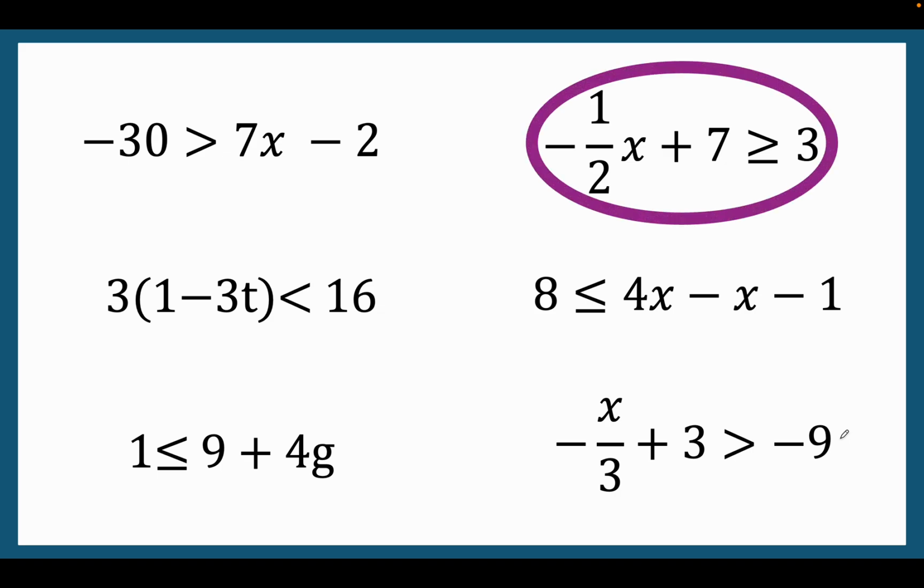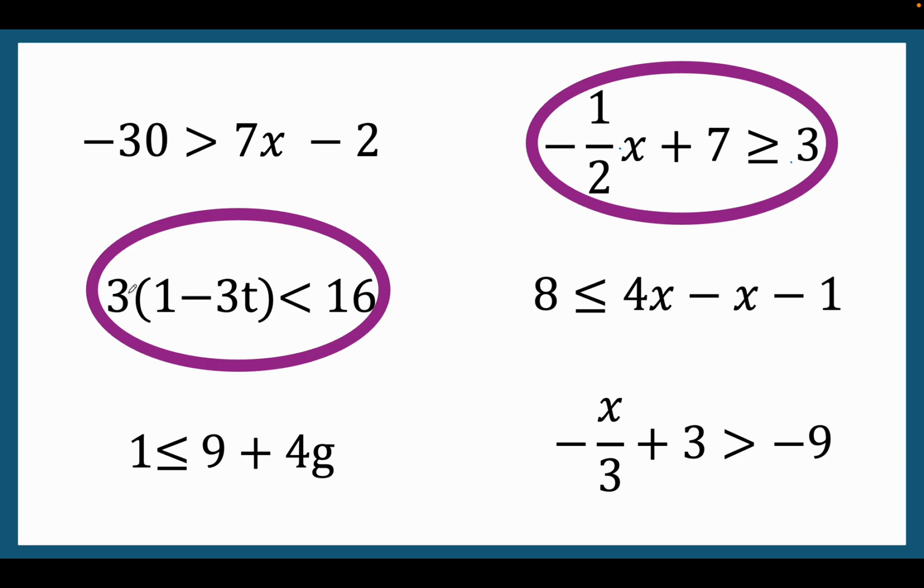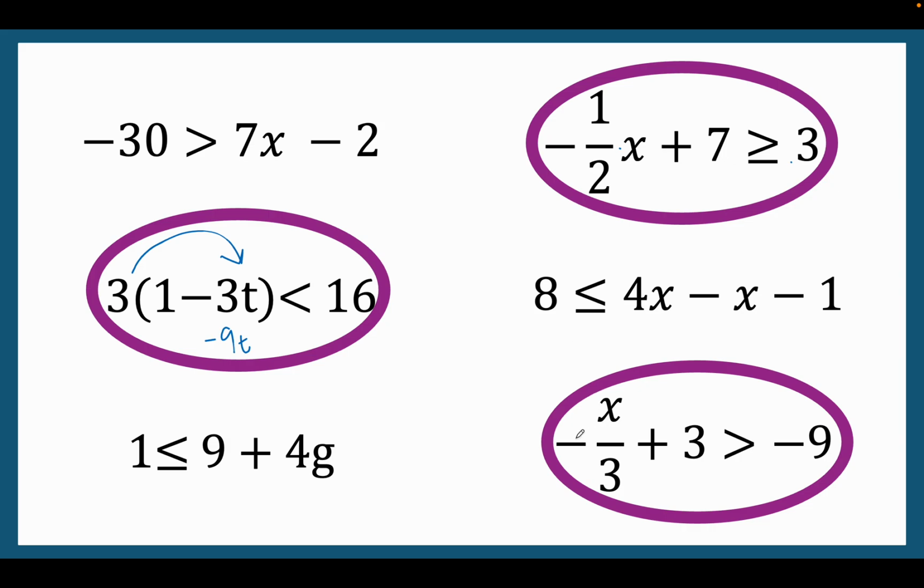You will need to flip this one because we have a -1/2 times x. So after we subtract the 7, we would end up having to multiply both sides by a -2/1. So we will need to flip this one. We will also need to flip this equation because even though I'm distributing, this ends up as a -9t, and then the coefficient is a negative. And then lastly, this one down here, because we have a negative in front of our x, and that means we will have to multiply by a negative or divide at the end.